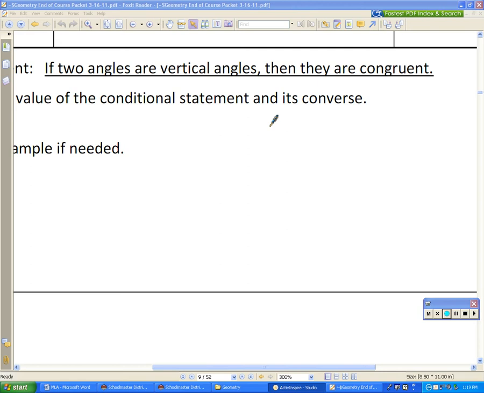Okay, one over here, and I got another one over there. Okay, is that what you meant? Okay, and what's the degree measure of each one of these? 35. 40. Okay, so here is an example of two angles that are congruent, but they're not vertical angles. Okay?